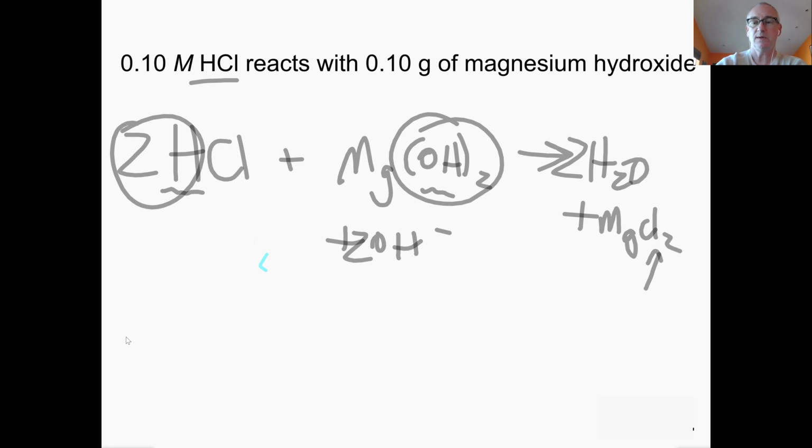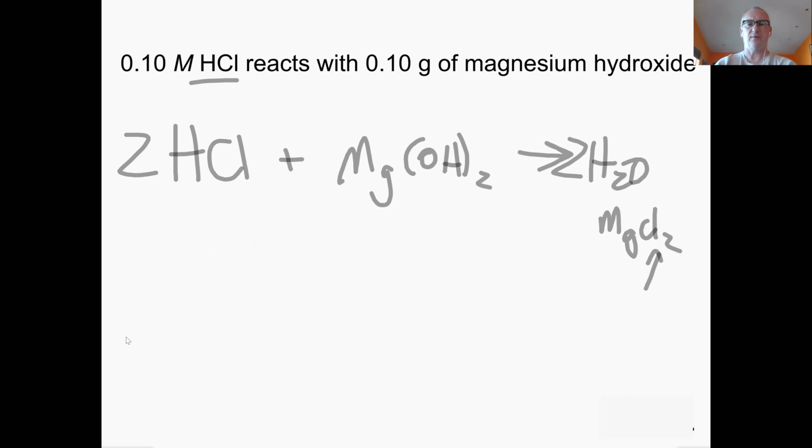So 2 moles of HCl are going to come together with 1 mole of magnesium hydroxide and make 2 moles of water and a mole of magnesium chloride. So what's the next thing I have to do? So that's step 1. What's step 2?